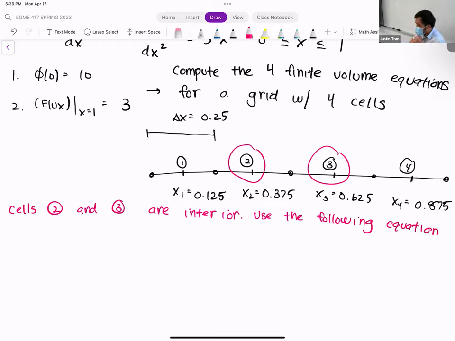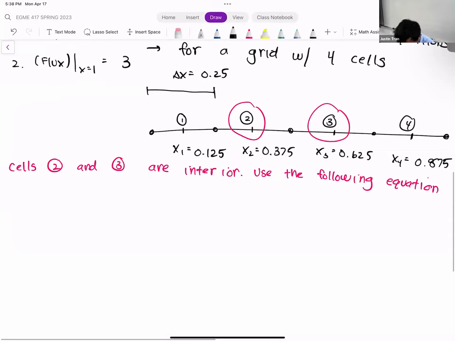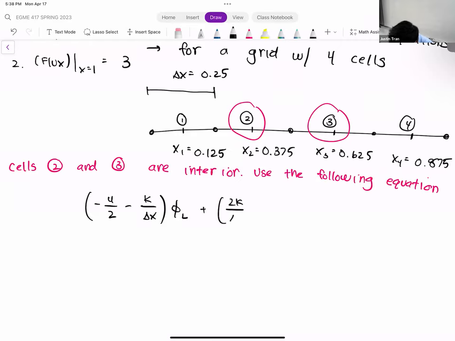If you remember from last time, we derived the following equation for interior cells based on our finite volume method. For interior cells, we have the following: minus u divided by 2 minus k over delta x times phi sub L, plus 2k over delta x times phi sub C, plus u divided by 2 minus k over delta x times phi sub R, is equal to q of x_C times delta x.